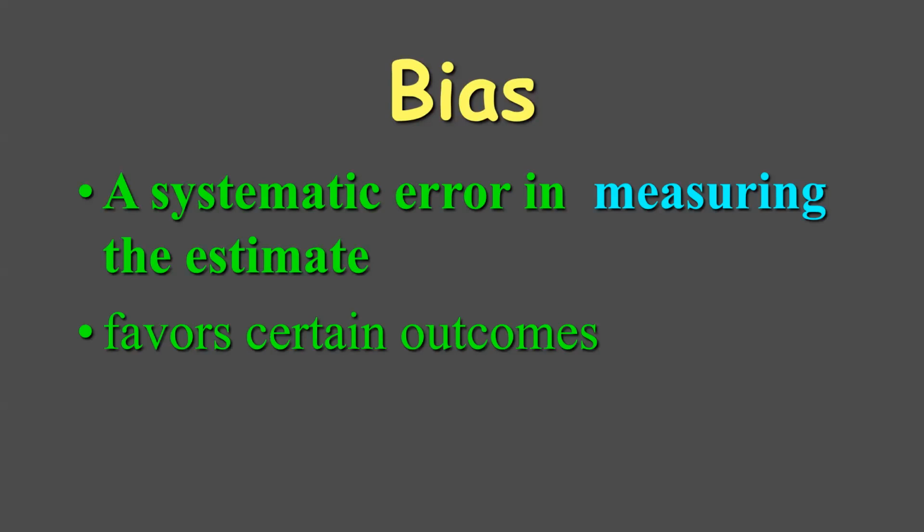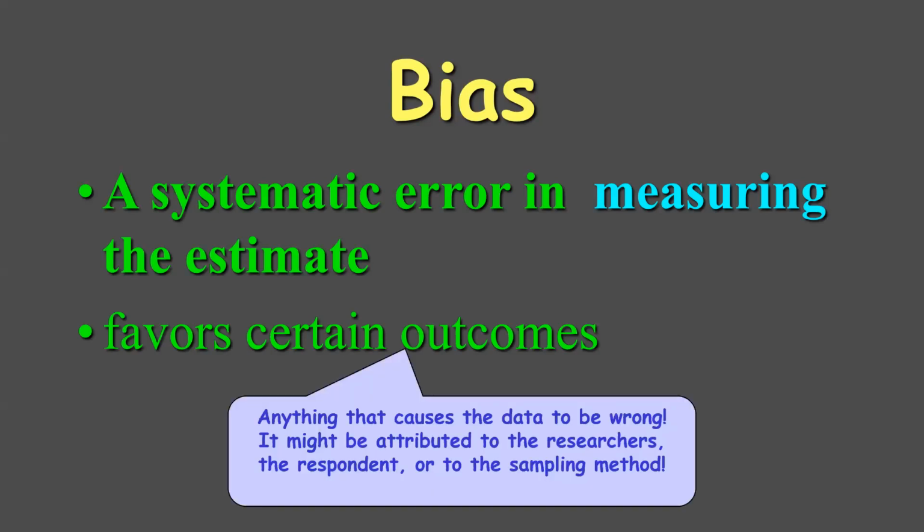Okay, so bias definition, write it on a flashcard. It's a systematic error in measuring the estimate. And anything that causes the data to be wrong is considered bias, okay? It could be the researcher, me asking the question. It could be the person responding. Or again, it could be that you're choosing a wrong sampling method.